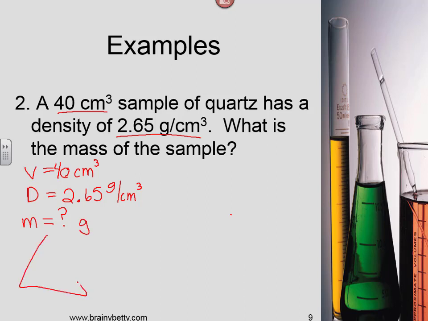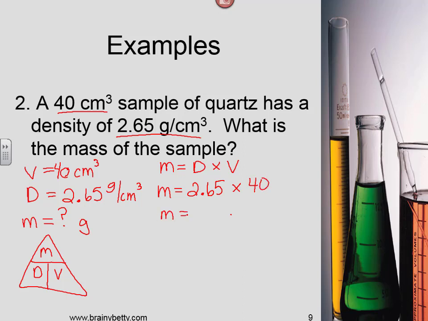Draw your triangle or look at your foldable. Mountains over Death Valley. We need to cover the M, and the rest tells us what to do. Mass is equal to density times volume. So our mass is going to be equal to 2.65 times 40. Mass turns out to be 106 grams.